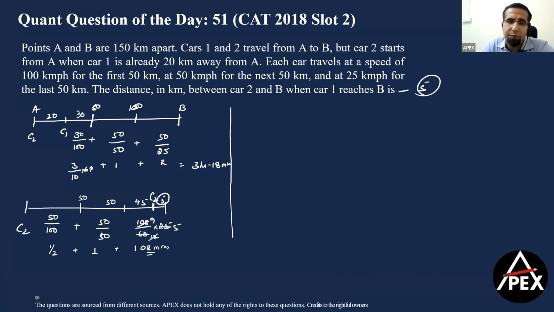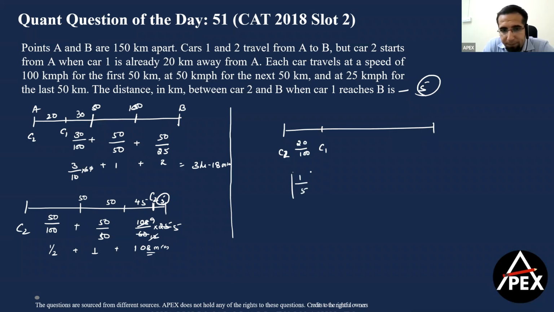Right. Now, what is the shortcut for this question? The shortcut is, please understand that be it car 1 or be it car 2, they are traveling in the same zone. Now, the only difference is car 1 is already here when car 2 has started, which means can I say that car 2 has traveled for 20 divided by 100, which is 1/5 of an hour less than car 1. 1/5 of an hour is 12 minutes.